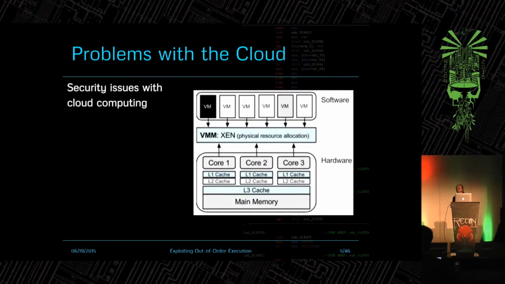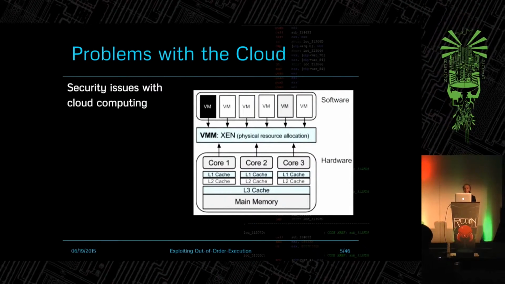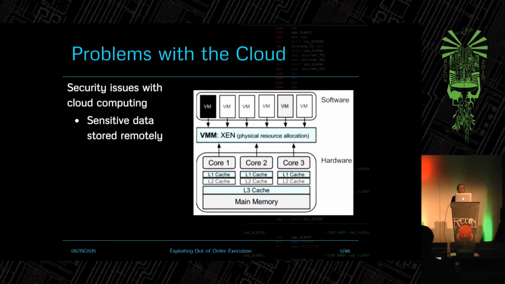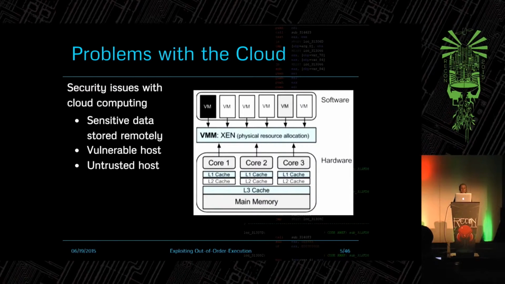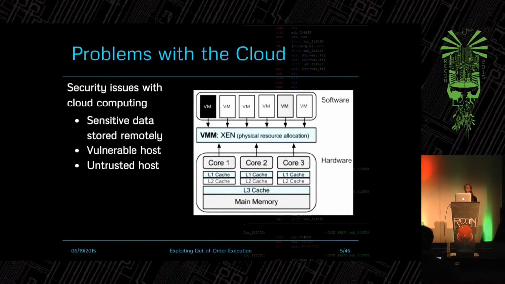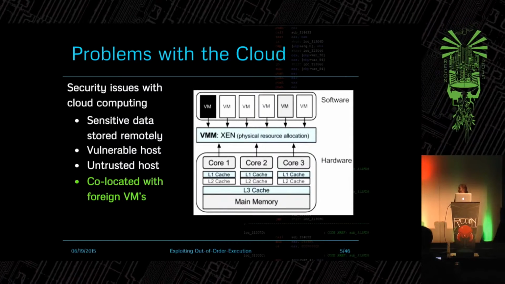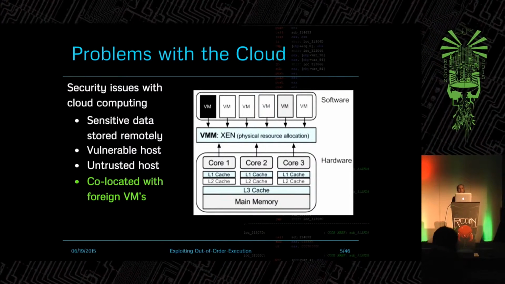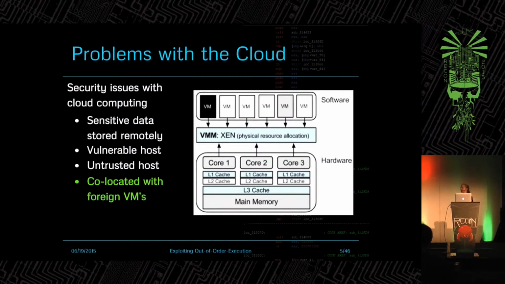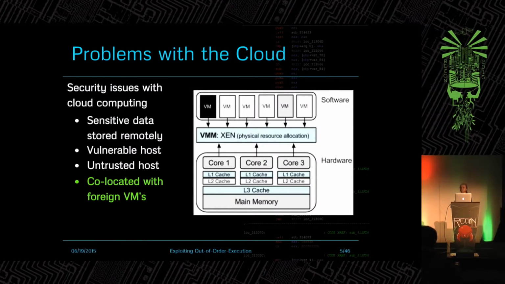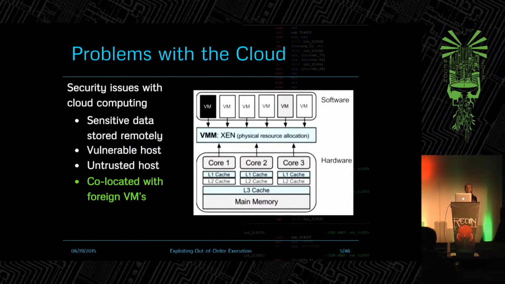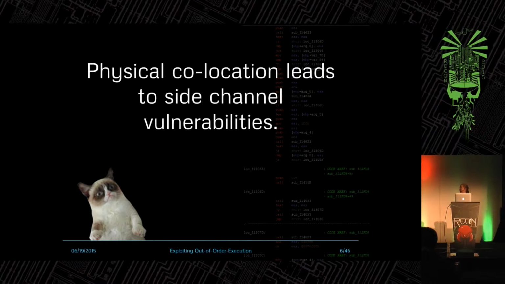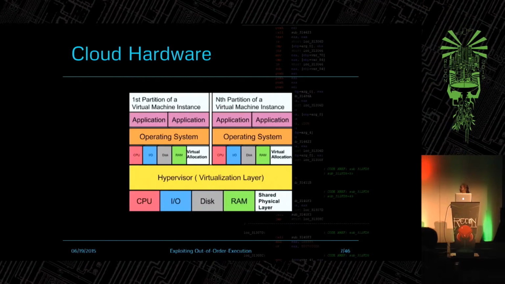So there are a few problems with how this situation is set up. Well, first of all, your data is stored remotely, and it might not be secure or it might be private. That host that you're sharing your data with might be vulnerable itself or untrustable. And then finally, the one that people don't often talk about is that your VMs, which are running your processes or your data, are co-located with a bunch of other virtual machines that you don't know who they are or what they're doing. And they're all sharing the same physical resources. So it's this physical co-location which leads to side channel vulnerabilities.